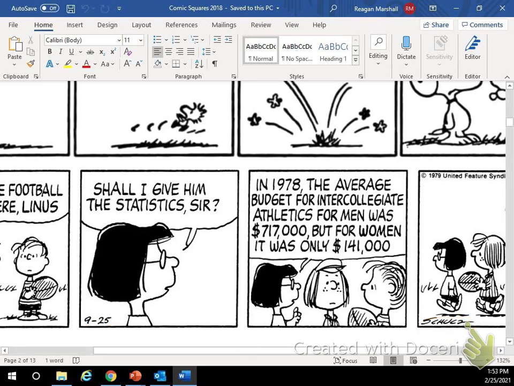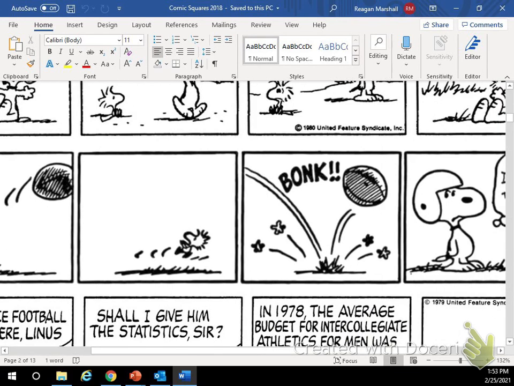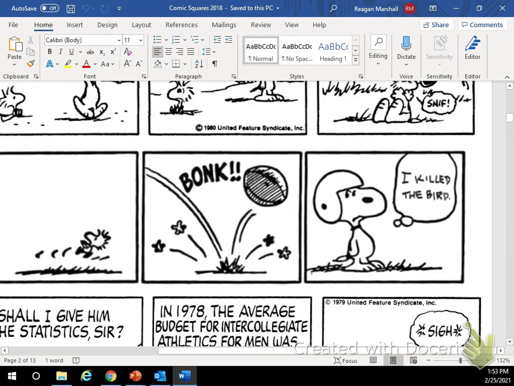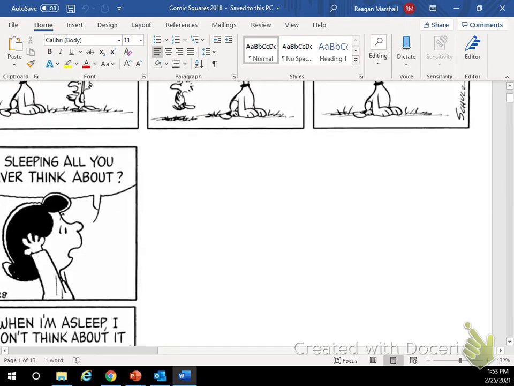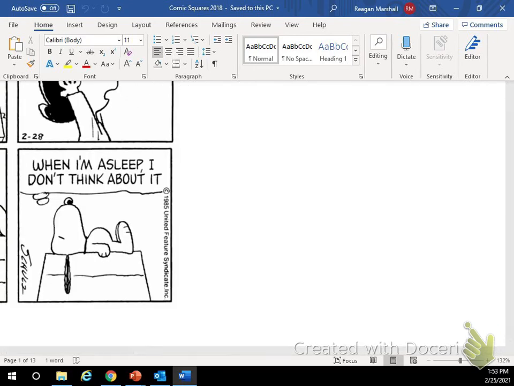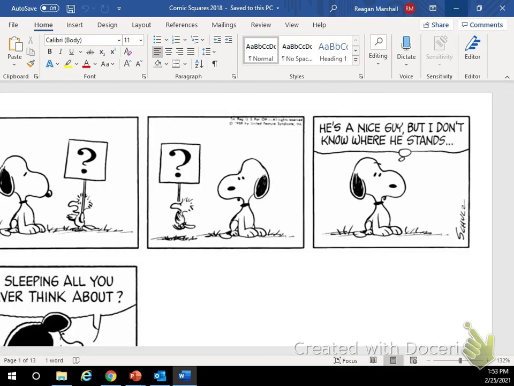There's also some that have like a copyright. We don't have time for that. It's not happening. Okay, we've got the football one, but not this one, and not that one. But yes, this one. Some Snoopy, some cute stuff. Is sleeping all you ever think about? You know, only when I'm awake. And then this one.